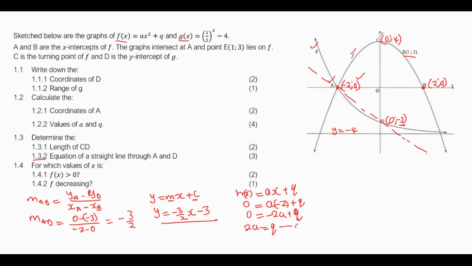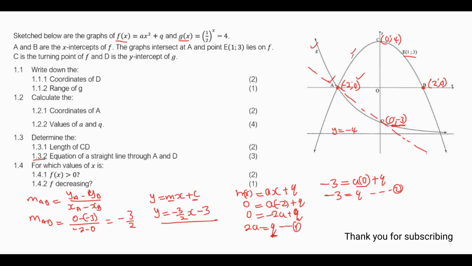That's equation 1. Now we use the coordinates of point D. Where there's y, you put -3, and where there's x, you put 0. So -3 is equal to a times 0 plus q, and a times 0 is 0, so -3 is equal to q. That's the value of q. That's equation 2.